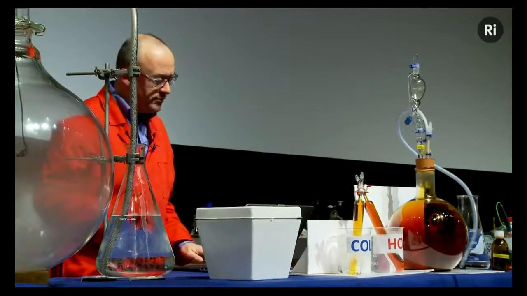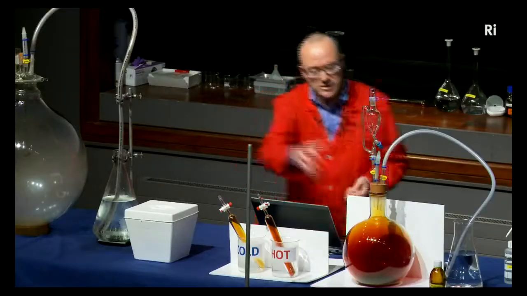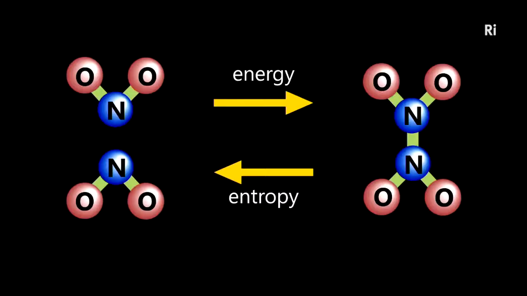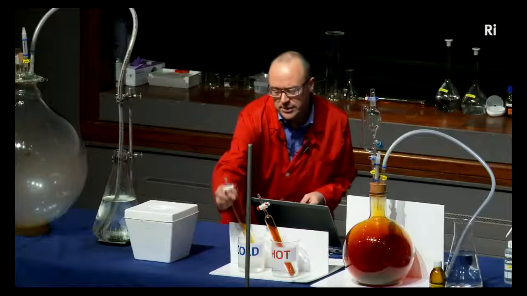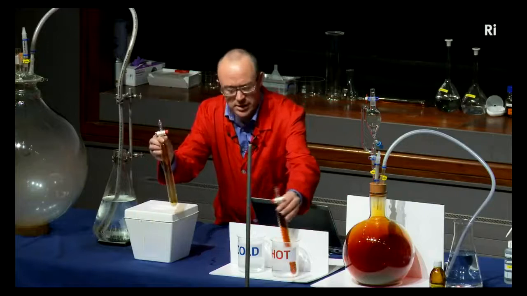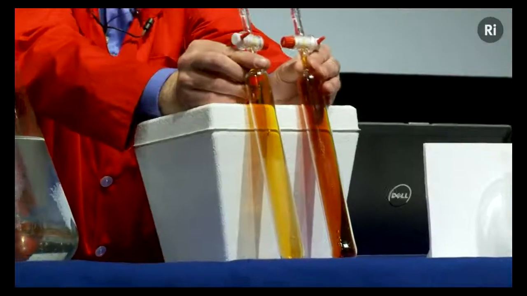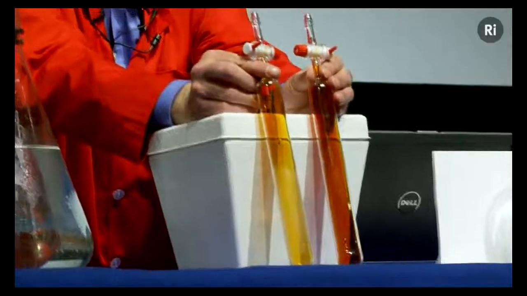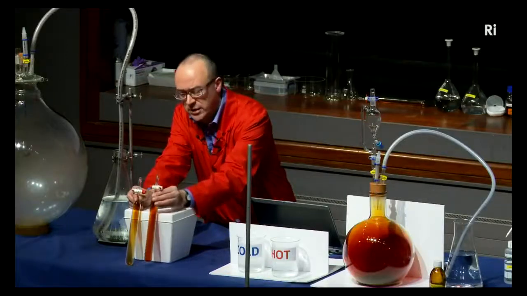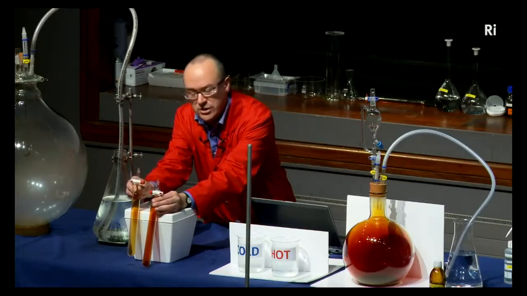So that's the prediction. And we can test the prediction because nitrogen dioxide is this dark brown gas that you see in the flask here, but dinitrogen tetraoxide is colourless. So if we go back to our tubes, this is the tube that was in the cold water, and you can see that it's become a paler colour, and this is the tube that was in the hot water. So I just put these side by side. You can see that heating up this gas has made it darker brown, contains more nitrogen dioxide, whereas cooling it down has made it less dark, it contains more dinitrogen tetraoxide.